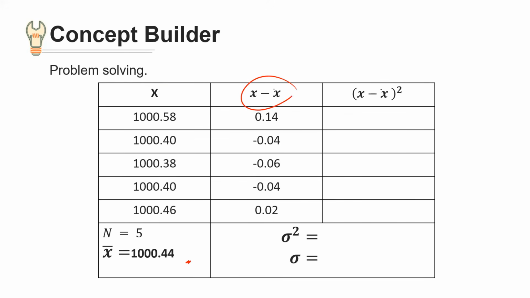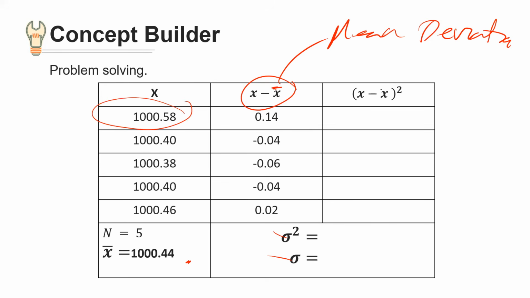And then we need to solve. To get the variance and standard deviation, we need to solve for the mean deviation. To get that, we subtract our mean from our individual observation. So 1000.58 minus 1000.44 will give us 0.14, and repeating the procedure, these are the gathered data. Our result from solving for the mean deviation: 0.14, negative 0.04, negative 0.06, negative 0.04, and 0.02.